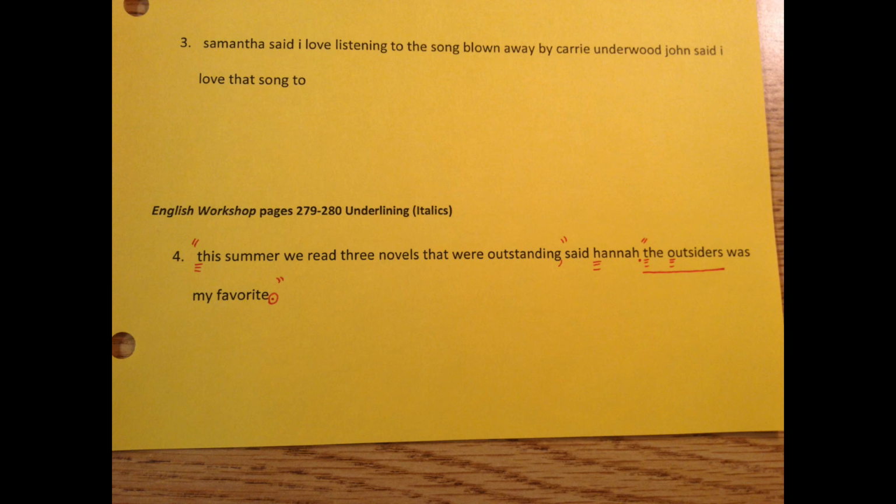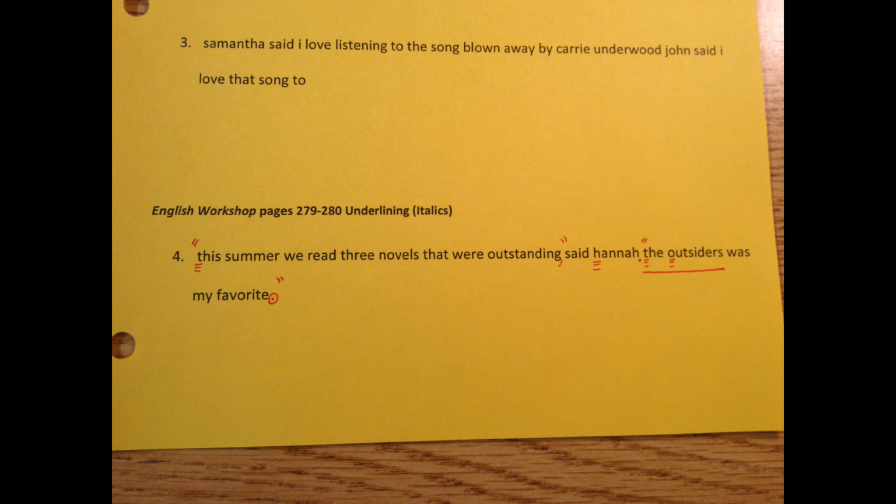The second sentence is, "The Outsiders was my favorite." Now they're both said by Hannah, but this is also a complete sentence. The Outsiders is the simple subject and was is the simple predicate. And so you know you're going to have a period in there to separate both of these.